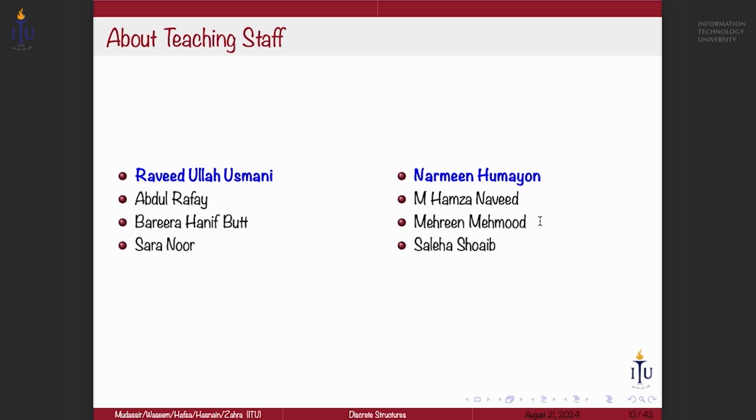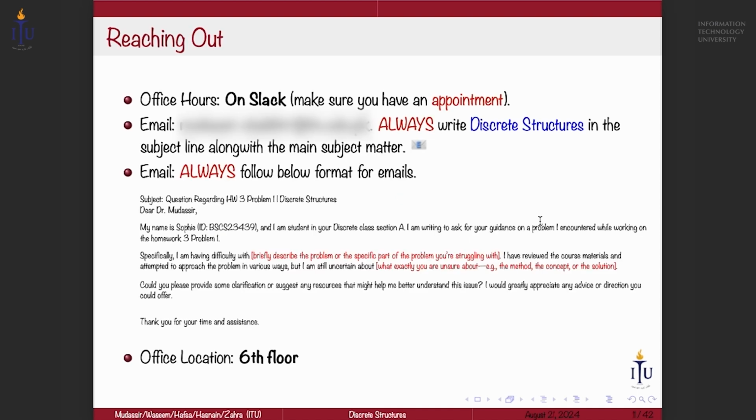You already know Ravid, and Narmeen just left, I think. We're going to have 7 other teaching staff or volunteer TAs: Abdurrafe, Barira, Sara, Hamza, Naveed, Mehreen, and Saleha. Saleha is, I think, at the back. You haven't met her yet. These are actually the star students from last year, so they're going to be part of the teaching crew this time. Get to know each one of them. You should know them by face and by name.